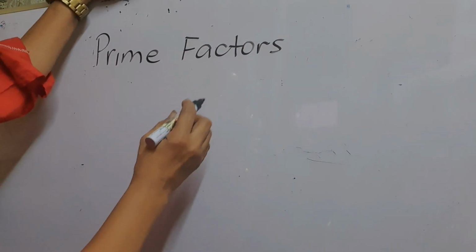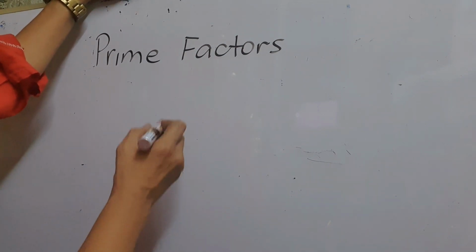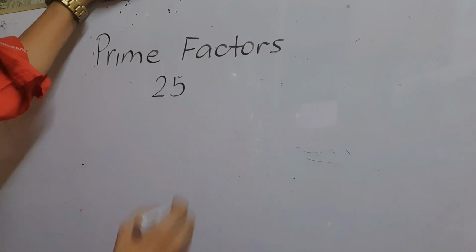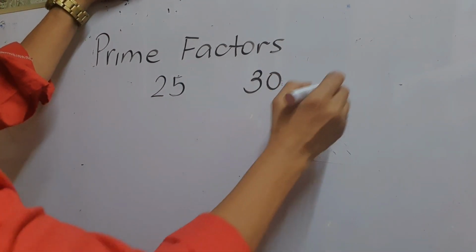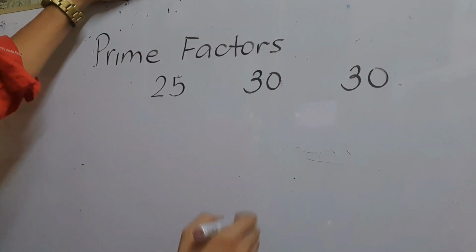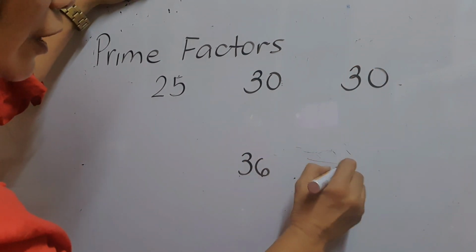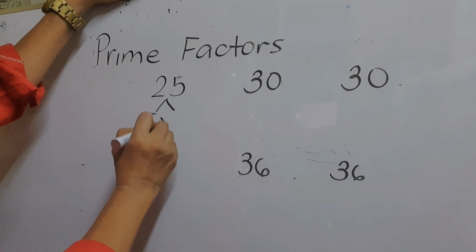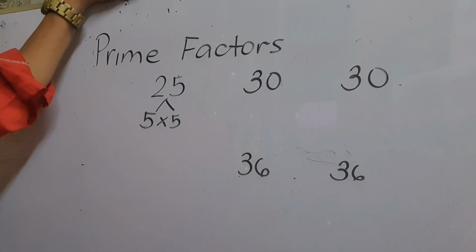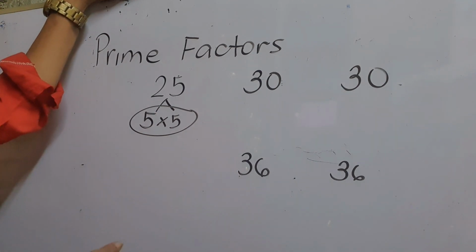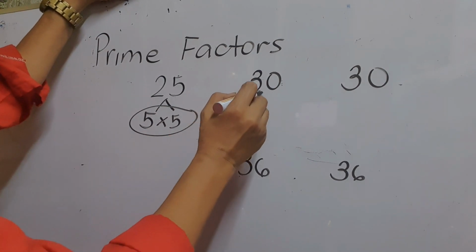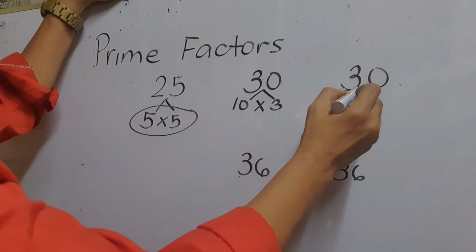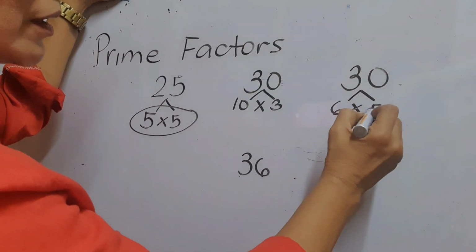Okay? So, again, let's try 25. Okay? 25. And then, we have here 30. And then, 30. And then, let's try also 36. And then, 36. Okay? So, si 25, saan galing? It came from 5 times 5. Meron pa bang ibang other number? Wala na. So, ito na yung kanyang, ayan yung kanyang factor. Yan na rin yung kanyang prime factor. Okay, what about with 30? That came from 10 times 3. Yung isa naman is 6 times 5.